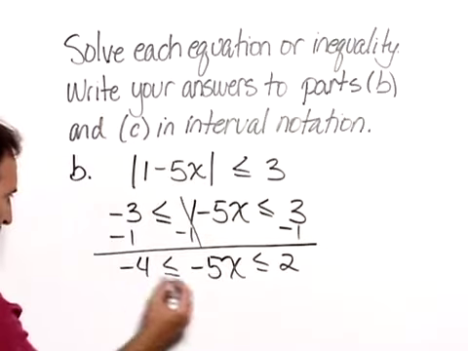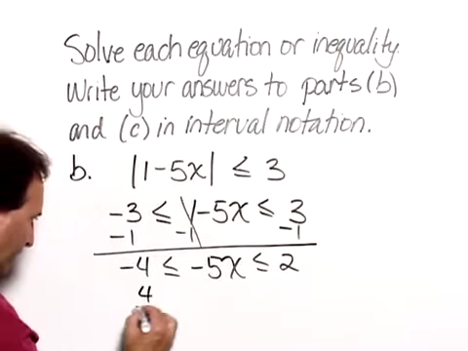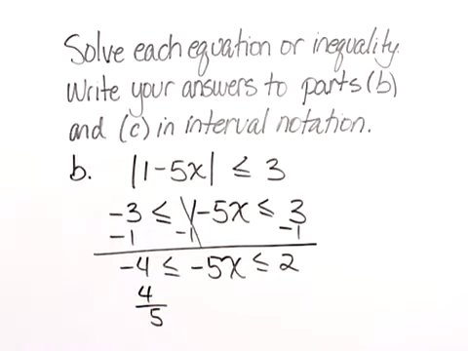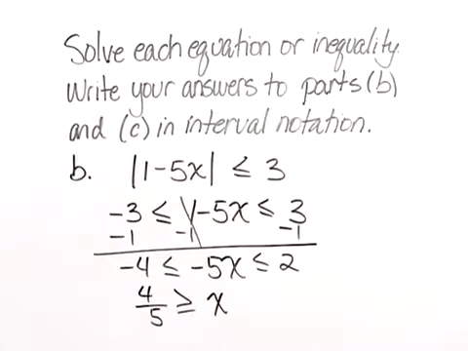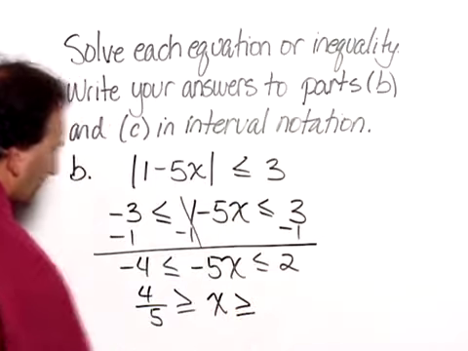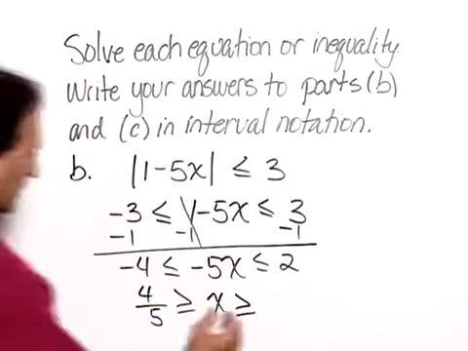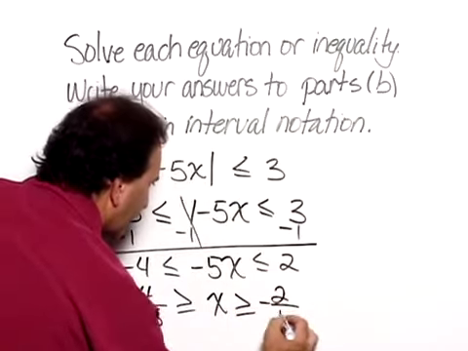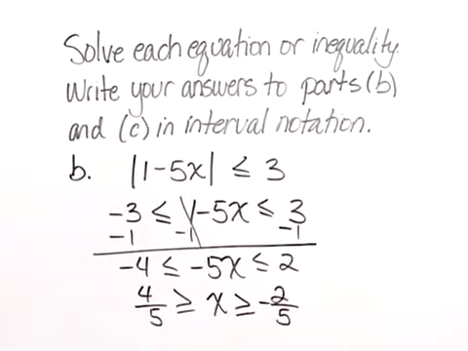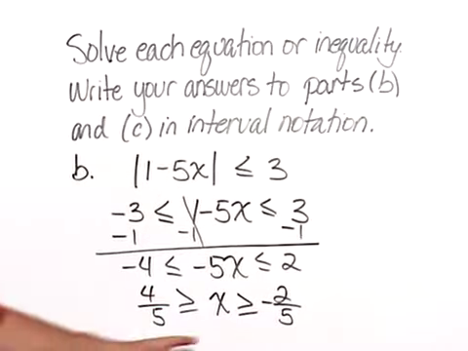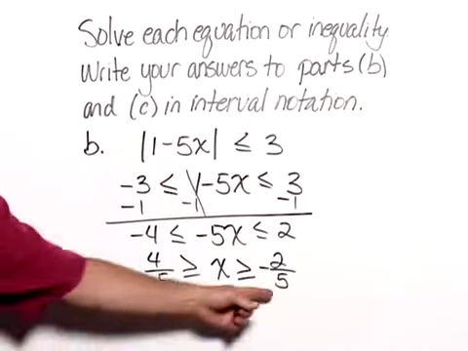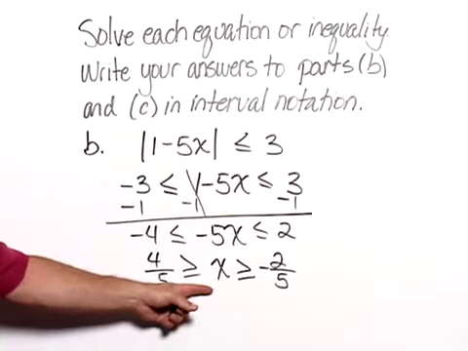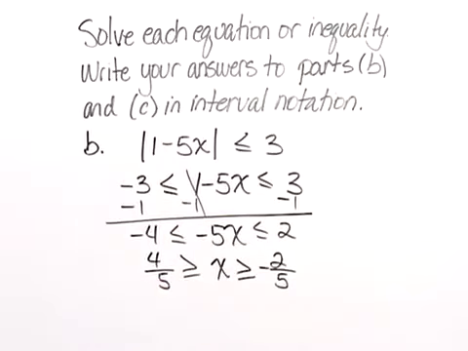So, negative 4 divided by negative 5 is positive 4/5. We switch the symbol to be greater than or equal to x. We also switch this symbol because we're dividing by the negative 5, and 2 divided by negative 5 is negative 2/5. Again, you could rewrite this, reading it from right to left, where you would say negative 2/5 is less than or equal to x, which is less than or equal to 4/5.